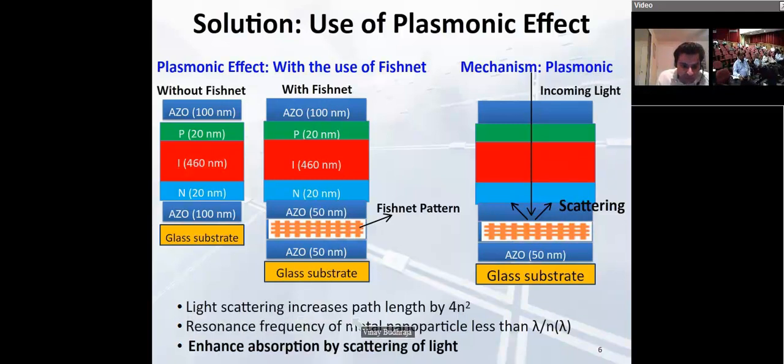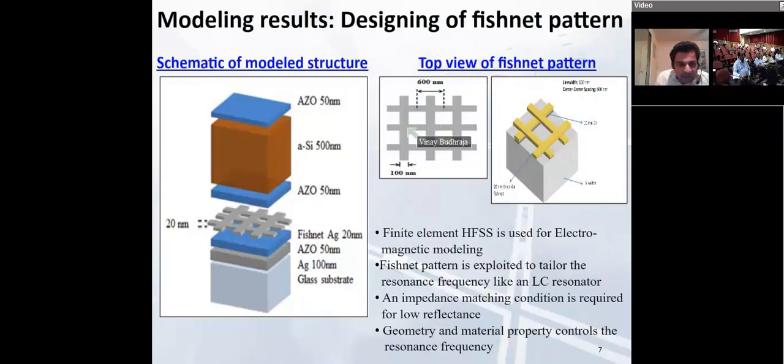That light scattering increases the path length by 4n², where n is the refractive index, and the resonance frequency of the metal nanoparticle is calculated as lambda by n, and it enhances the absorption by scattering of light. We'll see more detail about it in the next slide. We did the modeling of this fishnet pattern, meaning how to optimize the size and the line width of this pattern. For that we did the simulation.